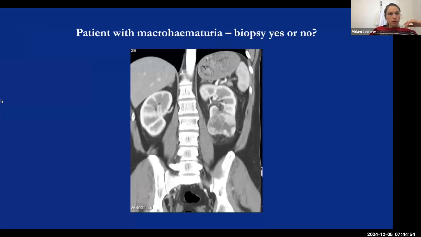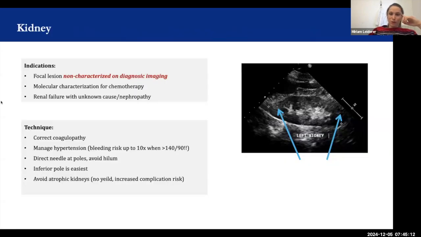So this patient has macrohematuria. Question, they want you to biopsy that. Do you want to biopsy it? Everyone make up their mind for a second. Yeah, we'd rather not biopsy that lesion.